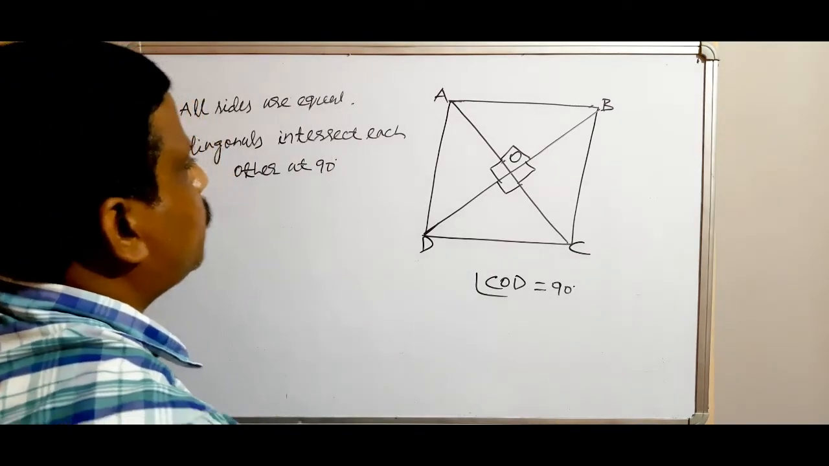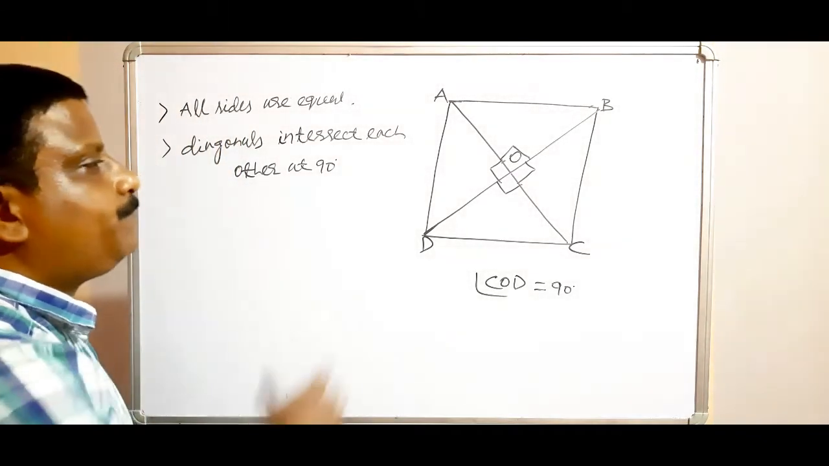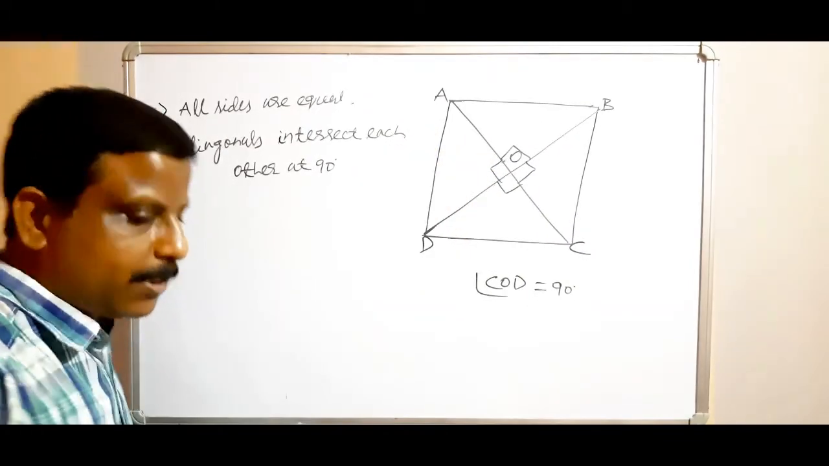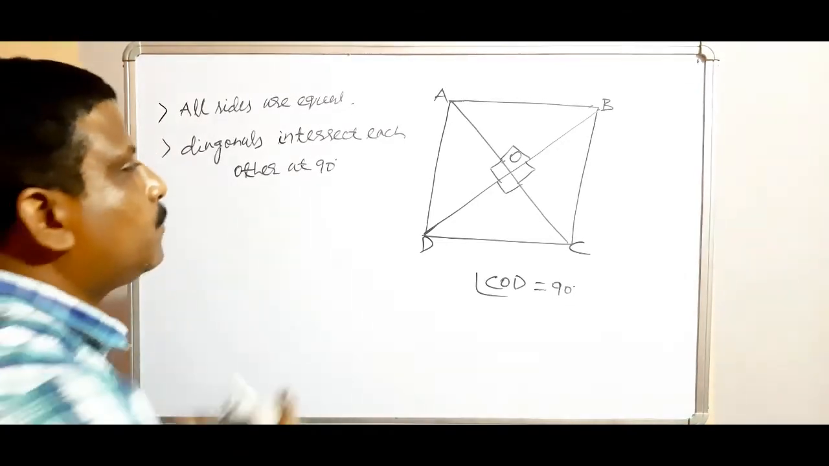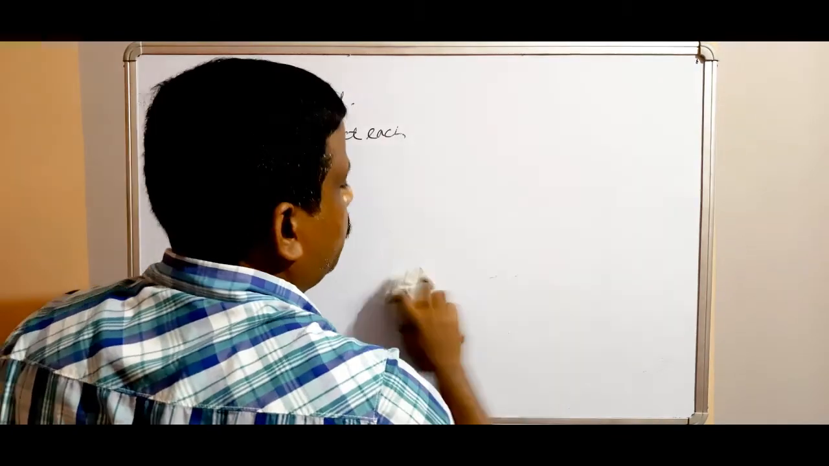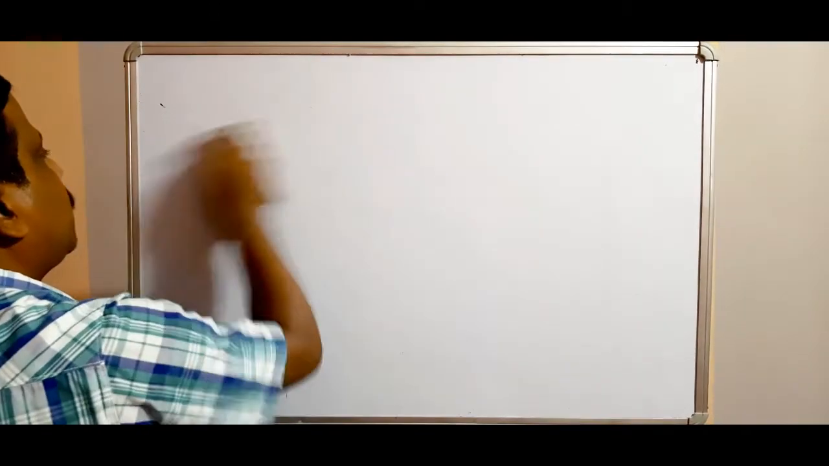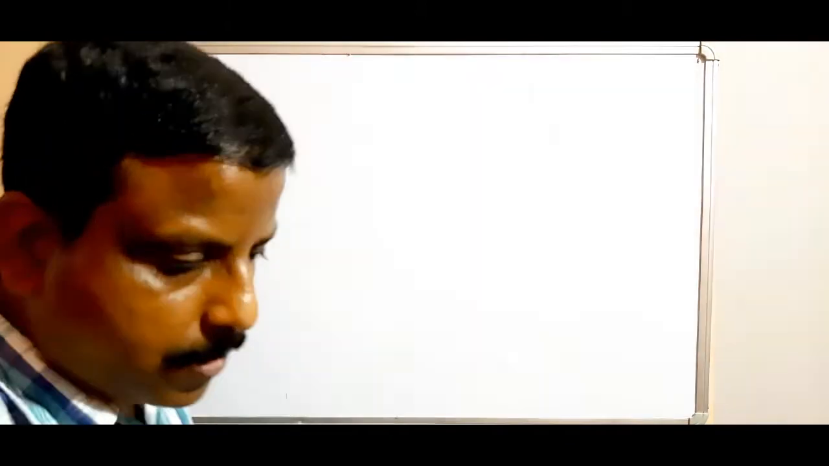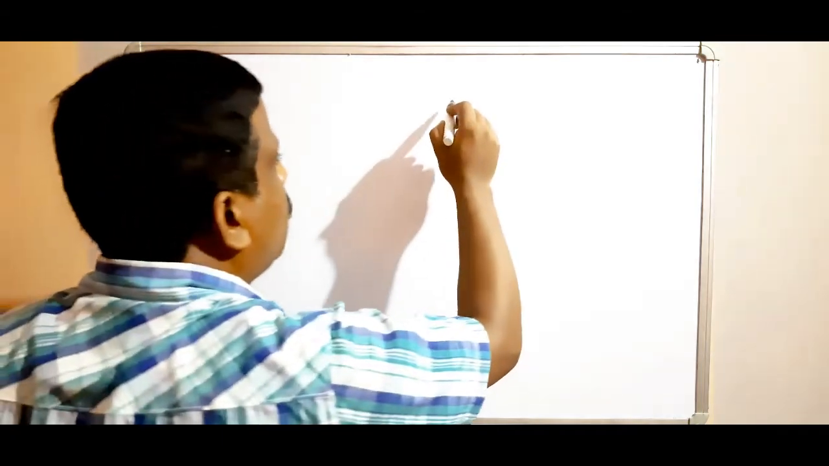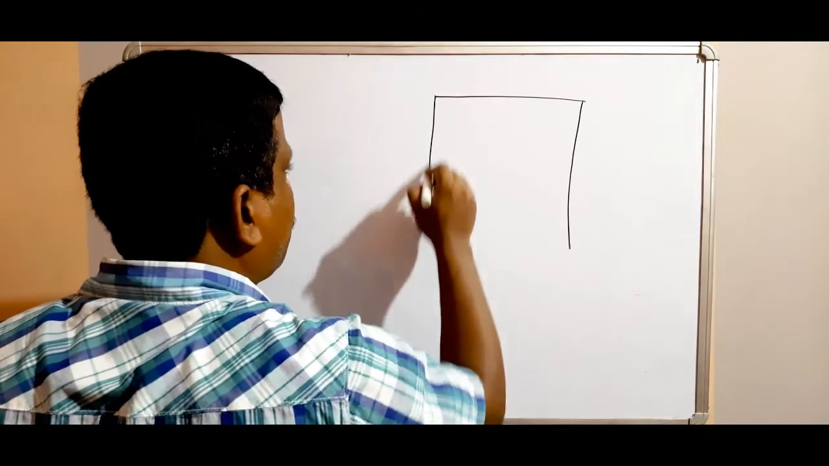Understood about diagonals? Then the rectangle I have explained, and the rhombus explained. Now the last part is the square. The square is also the same as a rhombus, but what is the difference? In a rhombus, I have told you, all sides are equal but all angles are not equal. But in a square, all sides and all angles are equal.